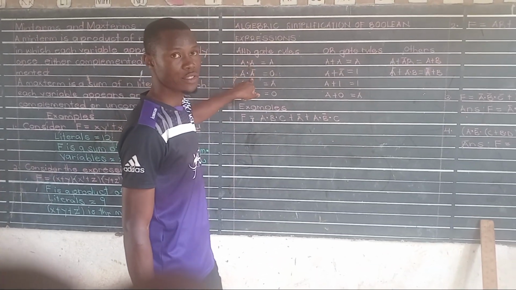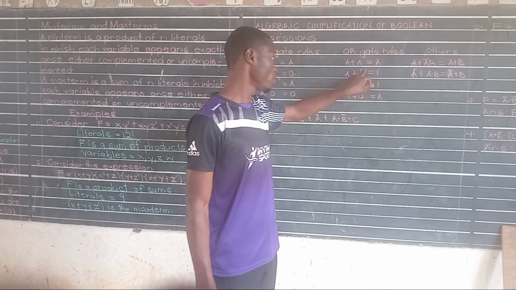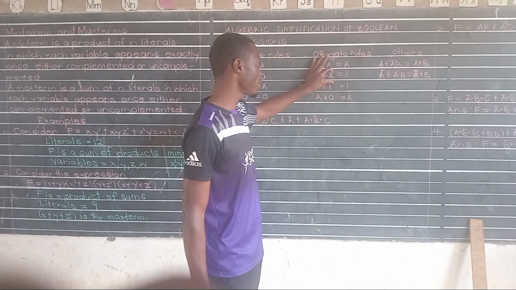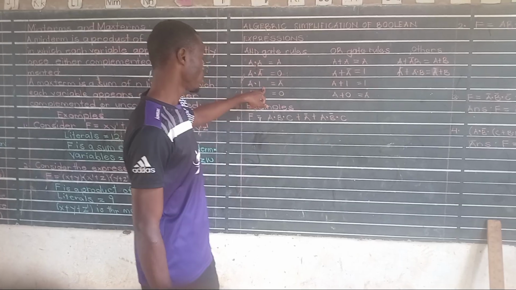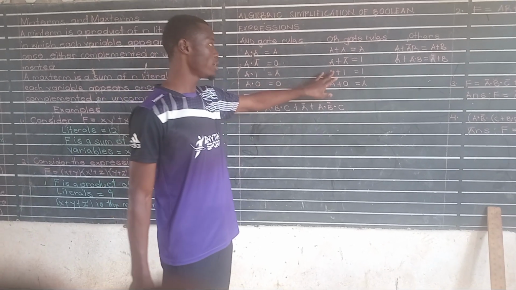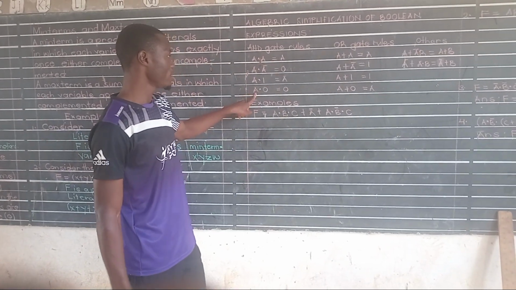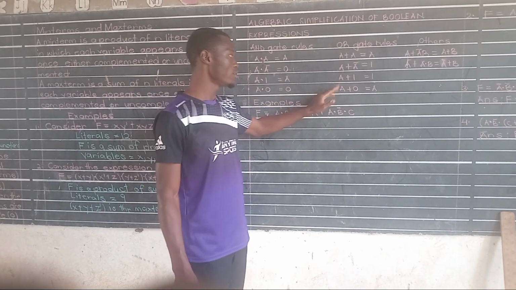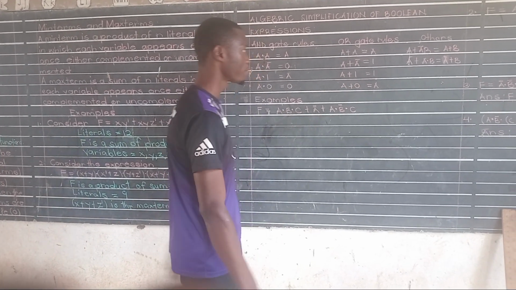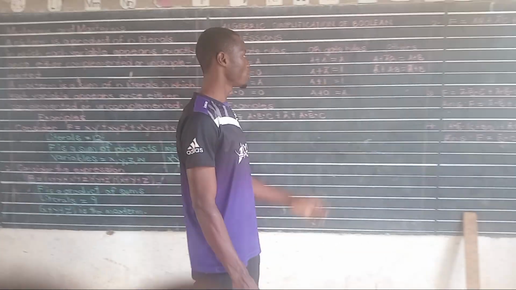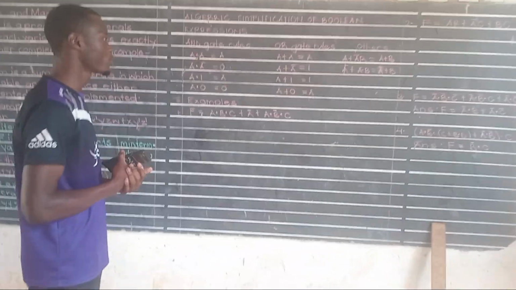A and A naught is 0. A and A naught is 1. A or not A is 1. This is A and 1, which is A. This is A or 1, which is 1. This is A or 0, which is 0. This is A. This is A or 0, which is A. There are others. We shall apply those during the simplification of these expressions.